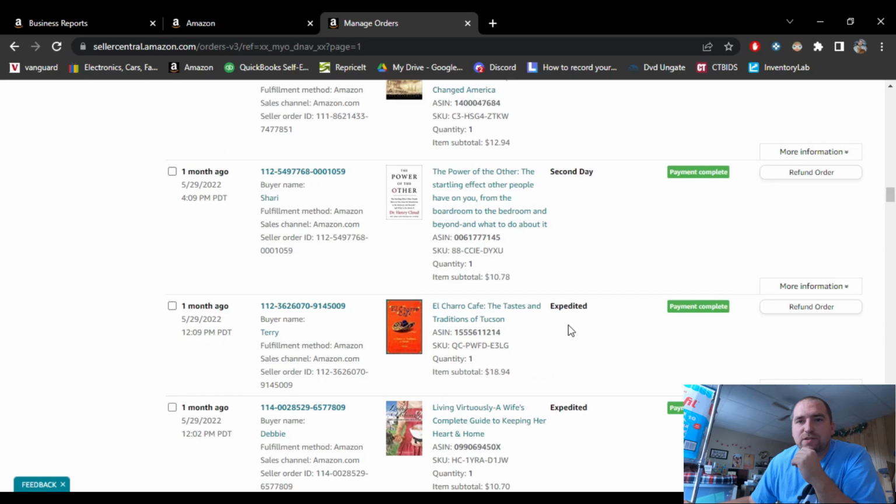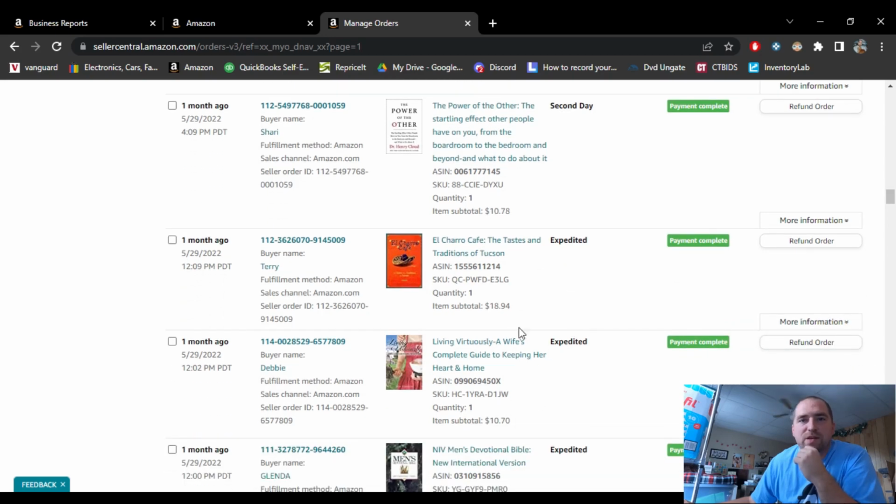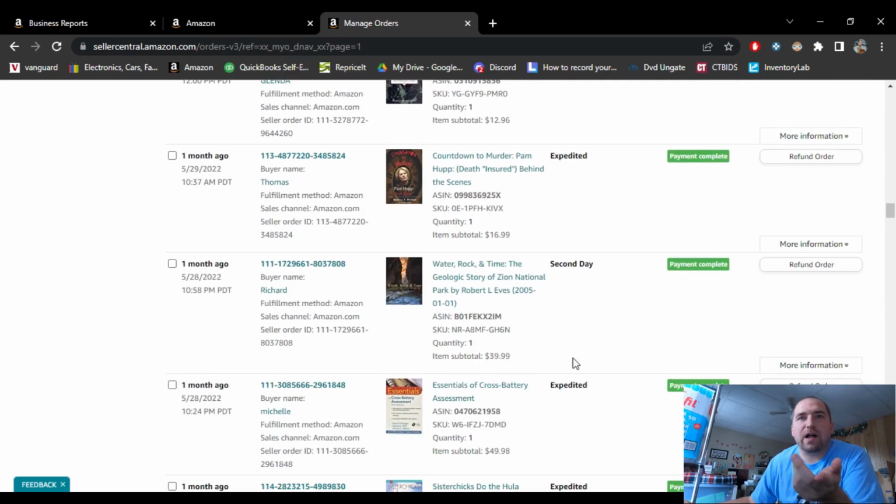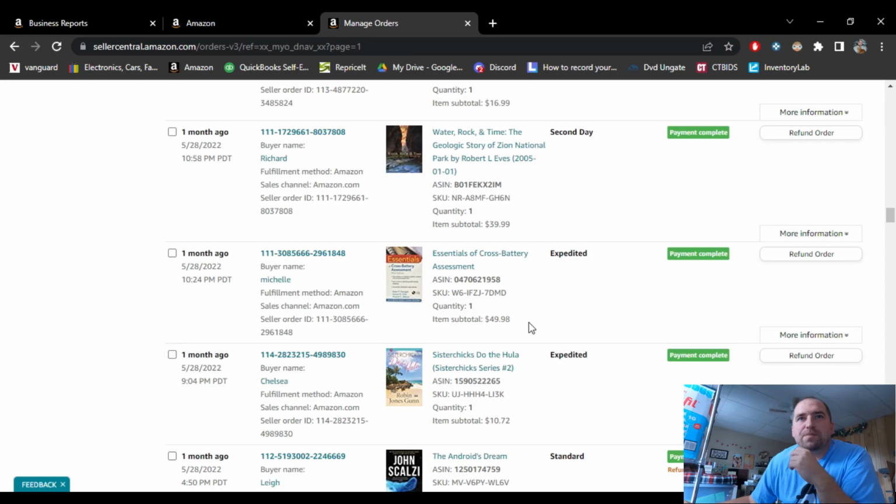You see a lot of it is just in the teens, between 10 and 20 all day long. This is the stuff you're going to sell. Here goes a $40 sale. Zion National Park book about the rocks, and it's basically just the history of it. $50 book that sold. Essentials of Cross Battery Assessment.